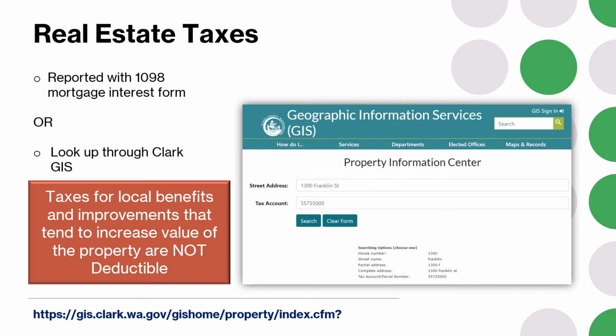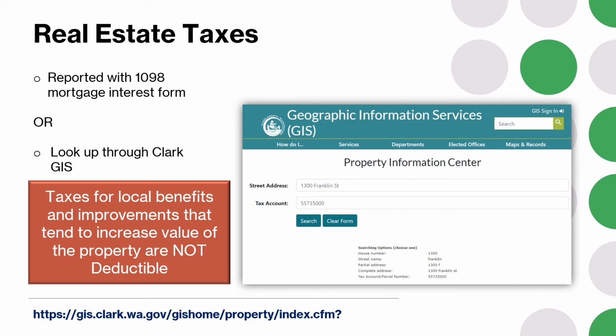If the taxpayer paid real estate taxes but they didn't have a mortgage, or they chose to pay their own real estate taxes and didn't have the mortgage company keep that in escrow for them and pay it, we can always help the taxpayers look up on Clark GIS if they live in Clark County. You can look up their address and they can view their tax summaries.